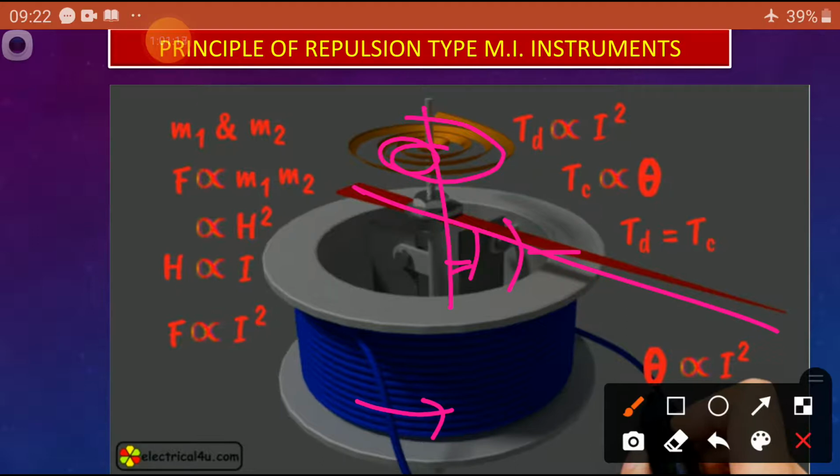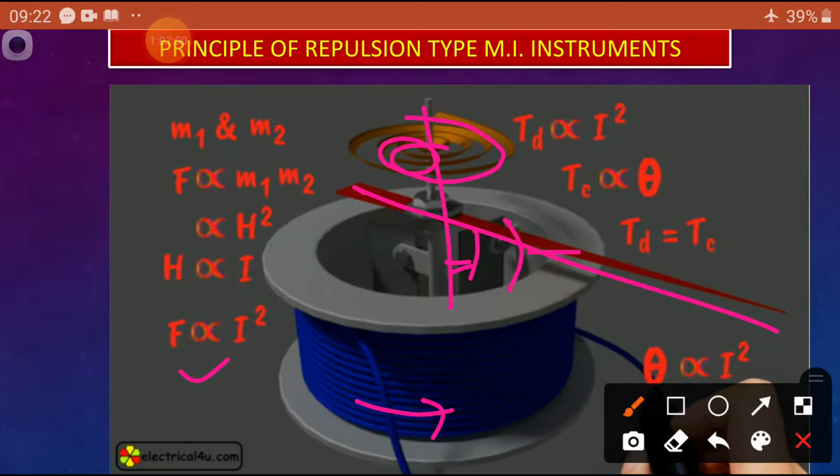So here the force of attraction or repulsion is, as per Coulomb's law, dependent on the magnitude of the magnetized iron pieces. The force is directly proportional to M1 and M2, and each depends on the magnetic field, which is dependent on the current. So the force is directly proportional to the square of the current, I squared.